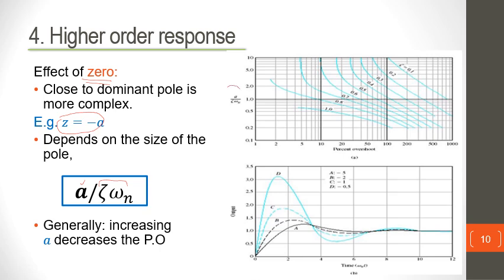If you look at this graph, for example, here, this graph shows the real part of the zero divided by the real part of the conjugate poles.